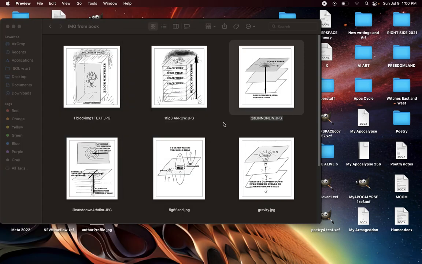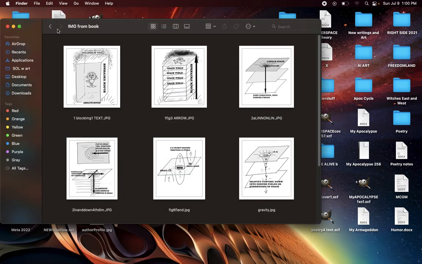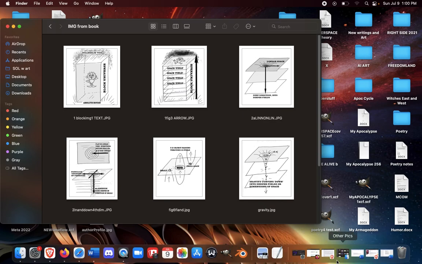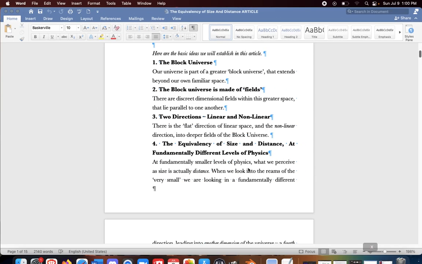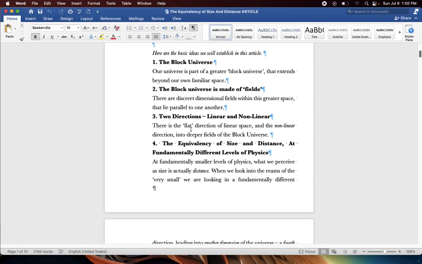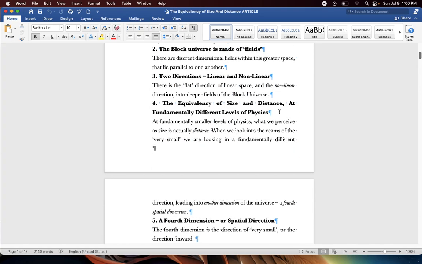And all of this makes more sense when you understand the equivalency of size and distance at fundamentally different levels of physics. And so we are getting to that now. At fundamentally smaller levels of physics, what we perceive as size is actually distance.